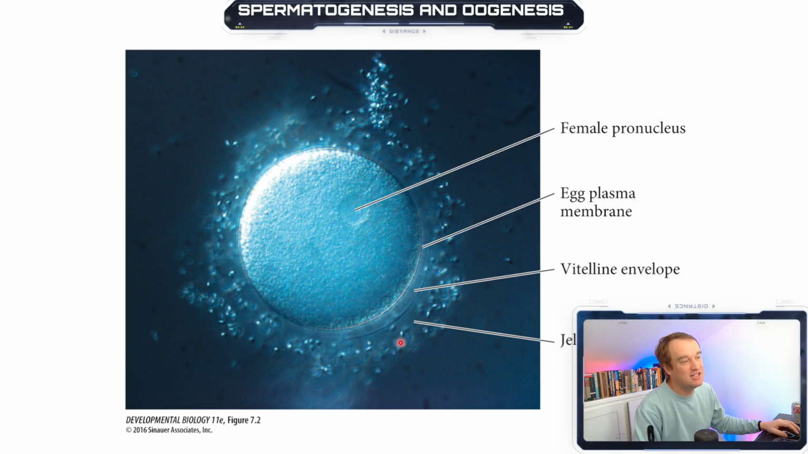But we also, so you can see the jelly coat, this vitelline envelope, which we'll talk about, exists around it. We'll talk about this when we talk about the actual process of fertilization. We can see the membrane, but really what I want to point out is the size difference here between the sperm and the egg, at least in sea urchins.